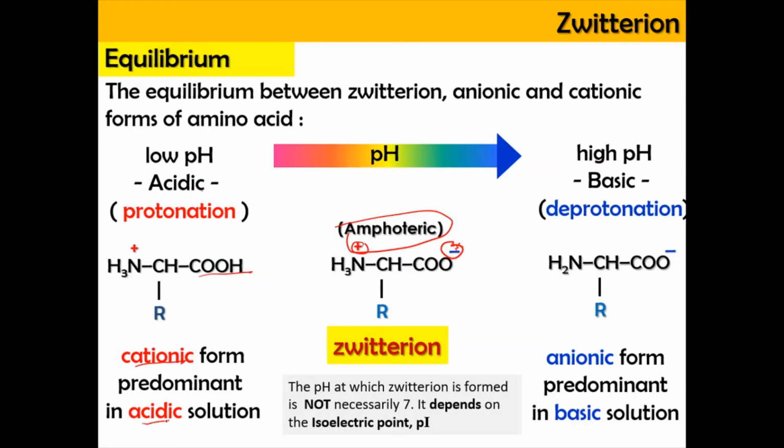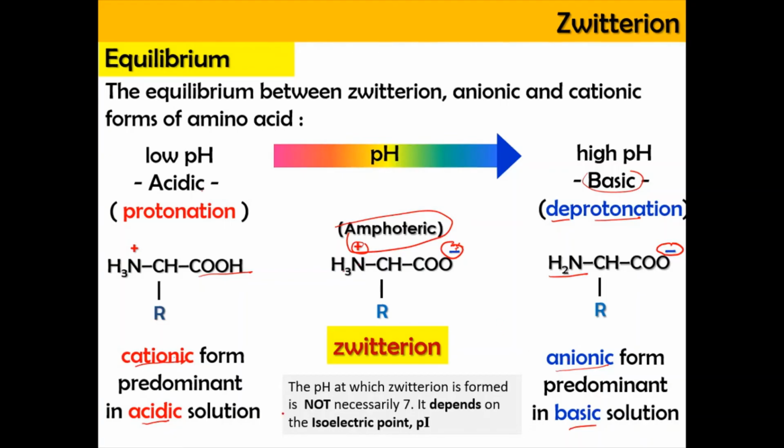in acidic solution. Meanwhile, in the high pH, which is at basic condition, it will undergo deprotonation, pembuangan hydrogen. So NH3 akan buang hydrogen in order to form NH2, and the overall charge here is going to be negative. So it's going to form an anion in the basic solution. Okay, so protonation, cation dengan acidic, all the red color here. Meanwhile, the blue color here is the anion in the basic solution.